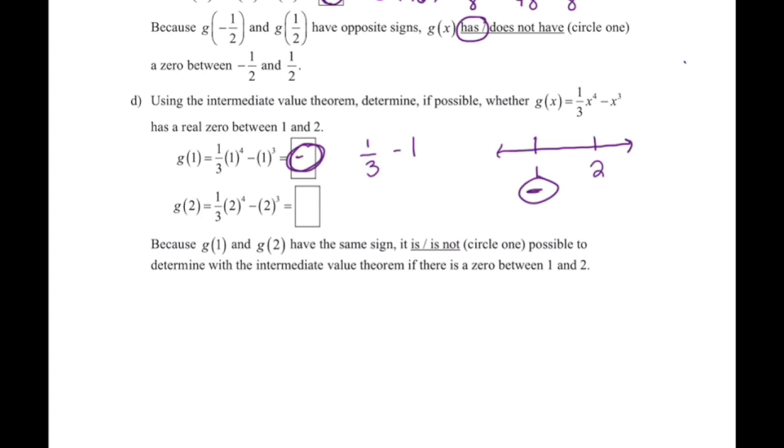Now let's try 2. 2 to the 4th is 16, and we have 16/3 minus 8. Oh dear, another negative value since 8 is bigger than 16/3. Here, because they have the same sign, we're not able to determine if there is a 0 between 1 and 2. And this concludes our lesson on graphing polynomial functions and then using the intermediate value theorem.